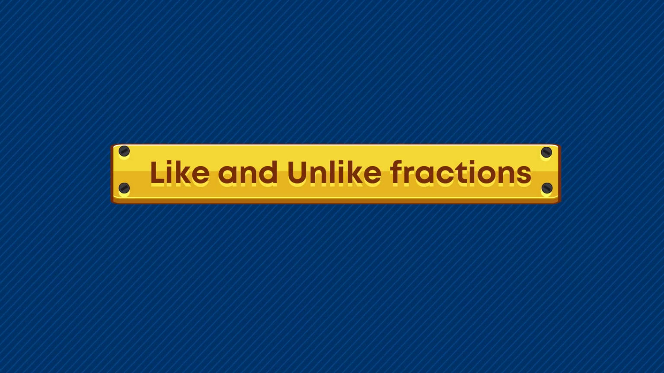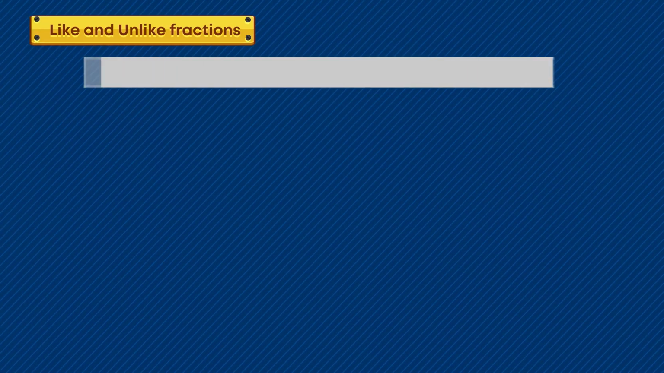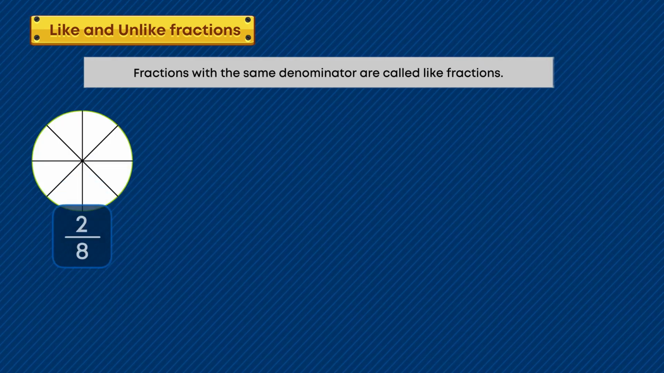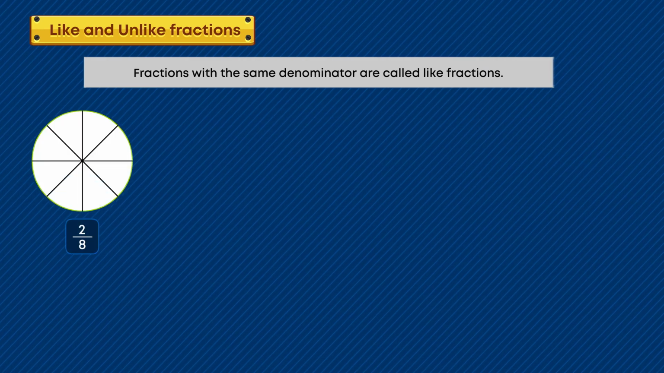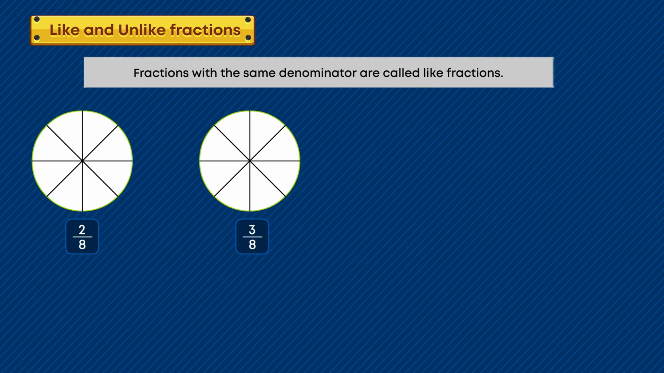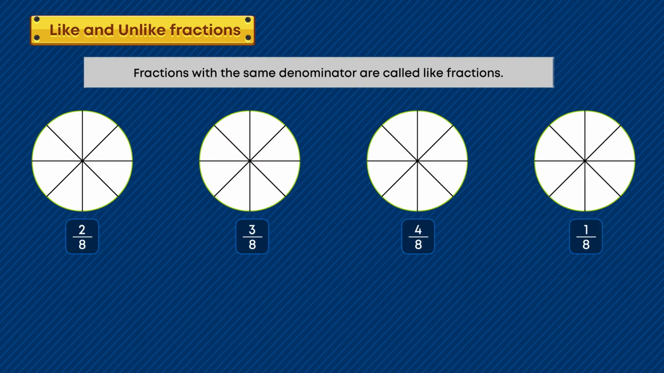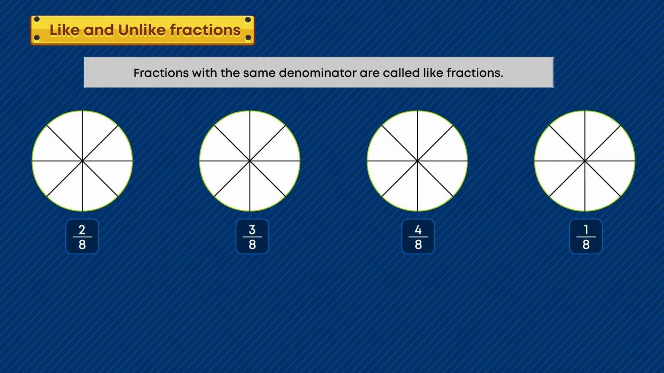Like and unlike fractions. Fractions with the same denominator are called like fractions. 2 by 8, 3 by 8, 2 by 8, 1 by 8.